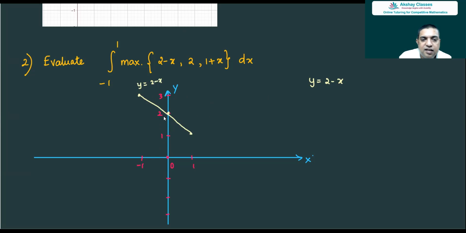Now the second line is y equal to 2. This is the second line, y equal to 2. And third line is y equal to x plus 1. So slope positive. So when x is 0, y is 1. When x is minus 1, y is 0. And when x is 1, y is 2. So this will be this line.